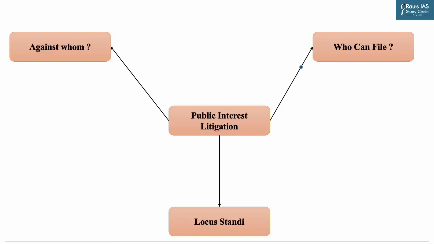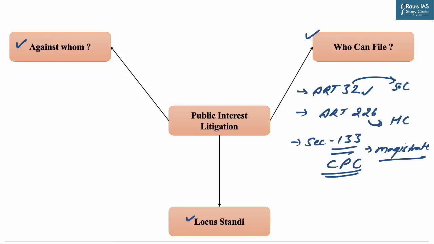So now let us understand some other important basic facts related to PIL, like who can file PIL, against whom it can be filed, and what is locus standi. Any citizen can file a PIL. Under Article 32, a person can file a PIL in the Supreme Court. Under Article 226, a similar step can be taken for the High Court, and under Section 133 of the Criminal Procedure Code, one can file a petition in front of the Magistrate's Court.